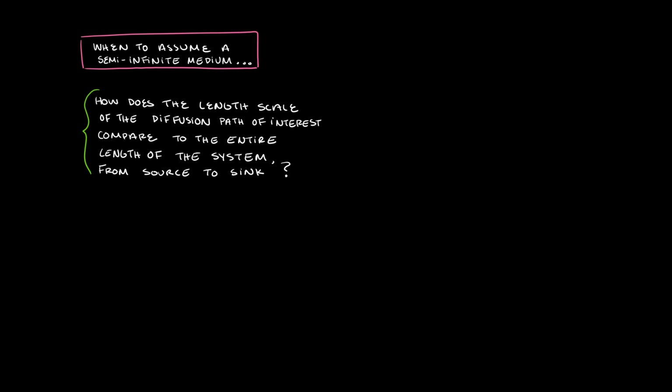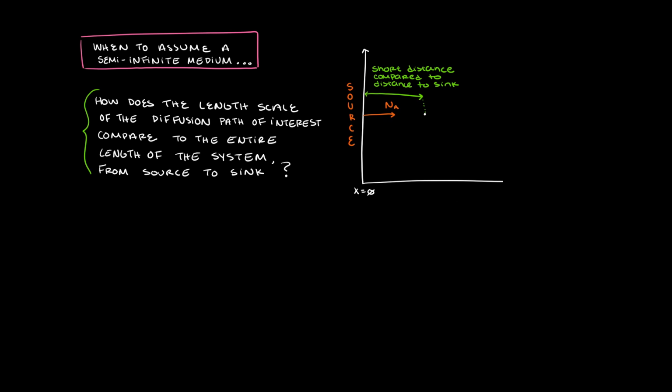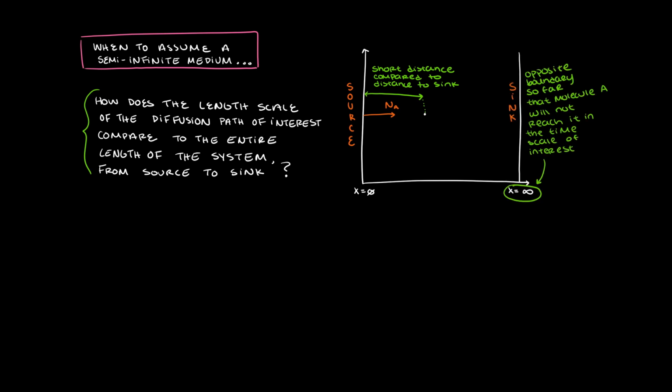After noting the time dependence in the system, consider the length scale of the entire system, from one boundary to the other, source to sink. To use the semi-infinite assumption, the distance and time of diffusion must be small compared to the characteristic length of the system. Time is the only independent variable. The diffusion length scale is small compared to the depth if the molecule of interest never sees or reaches the other boundary in the system within a short period of time.